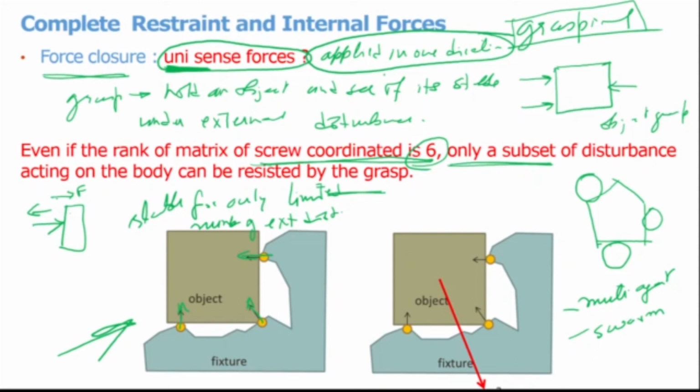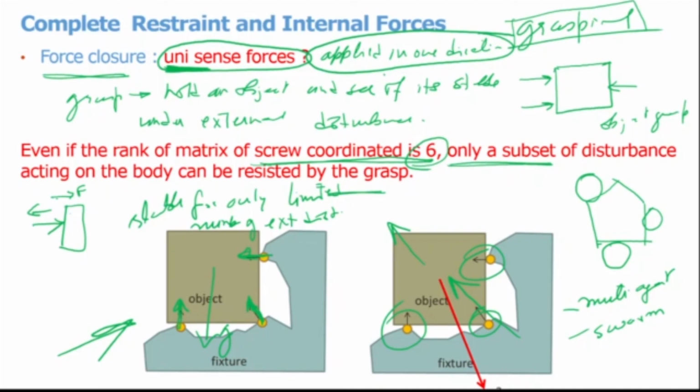Suppose you can argue that this is gravity. This is having a force here, this is having a force in this direction, this is having a force in this direction, and it is stable. But the moment I apply a force in this direction, if I push it in this direction, it will immediately come off. Why? Because it cannot resist forces in this direction. There is no contact which is going to resist forces in that direction. This contact cannot resist force in this direction, this one cannot, and this one cannot, because they are unisense direction of forces.